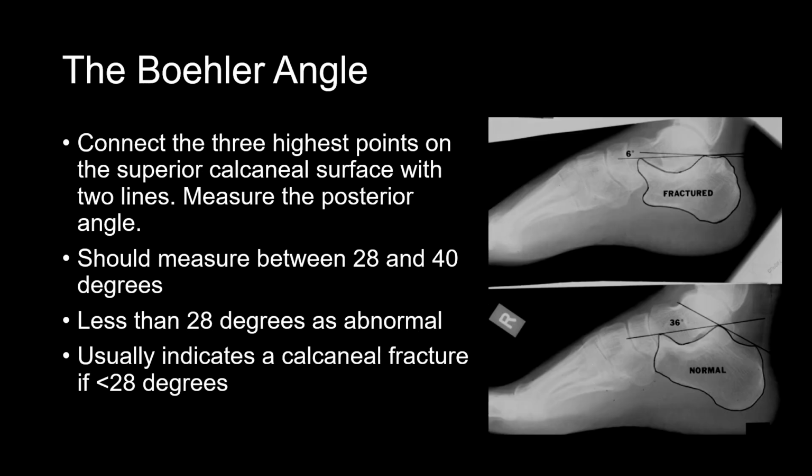Bowler's angle is used to determine the presence of fracture within the calcaneus. So there are 3 tubercles on the calcaneus. You have the anterior, middle, and posterior, and you draw a line over the anterior and middle, and then another one over the middle and posterior. You measure the angle between them. If it's less than 28 degrees, then you should be suspicious for a fracture within the calcaneus.